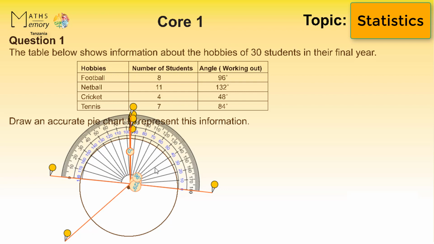The first one here, football, 96 degrees. Second one, netball, 132. Cricket, the third sector, over here, 48 degrees. And the last one, tennis, 84 degrees.